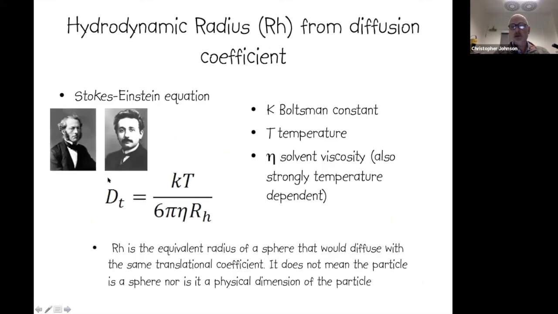This Dt can be input to the Stokes-Einstein equation, and therefore it can yield the hydrodynamic radius of our particle, providing we know the solvent viscosity and obviously the temperature of measurement. And the hydrodynamic radius is not a radius of our particle, but it's equivalent to the radius of a sphere that would diffuse with the same translational diffusion coefficient as our particle. So it doesn't mean our protein is spherical, although they often are quasi-spherical, and it's definitely not a physical dimension of the particle, because it will include some contribution from solvent that is somewhat immobilized or carried with the protein.